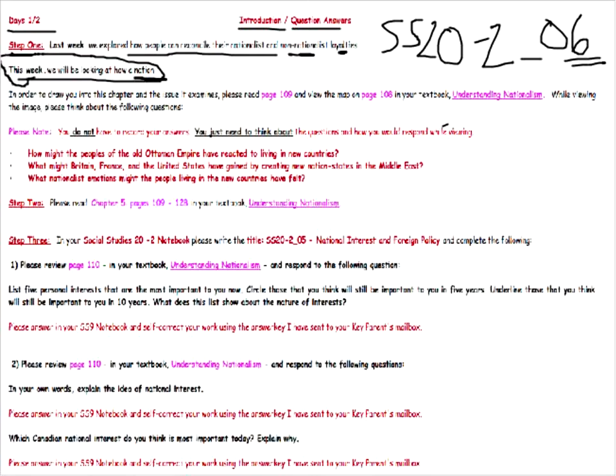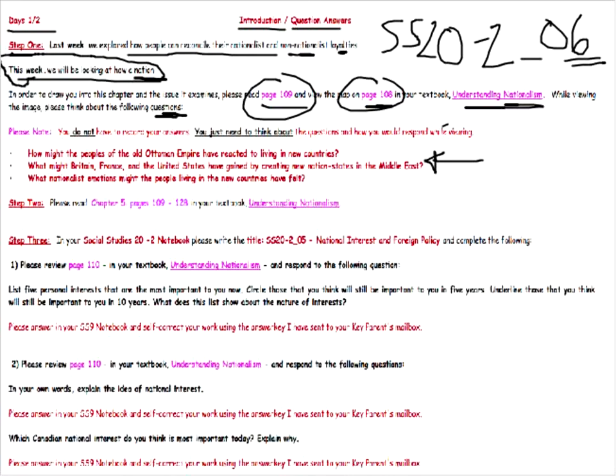So just continue reading. In order to draw you into this chapter and the issue it examines, please read page 109 and view the map on page 108 in your textbook, Understanding Nationalism. While viewing the image, please think about the following questions. And remember, you don't actually have to record your answers to these questions right here. You just have to think about them and how you would respond.